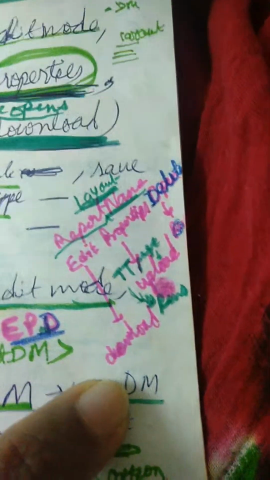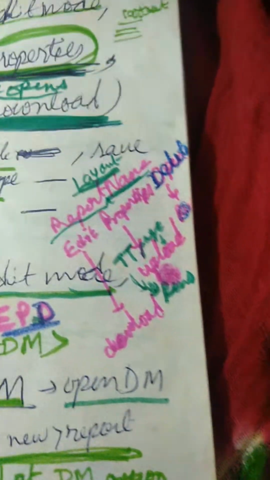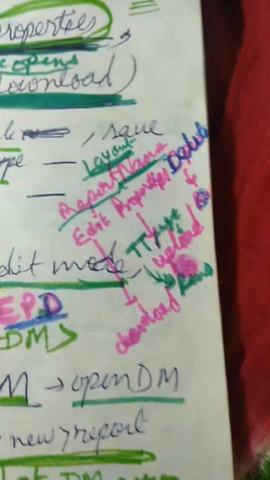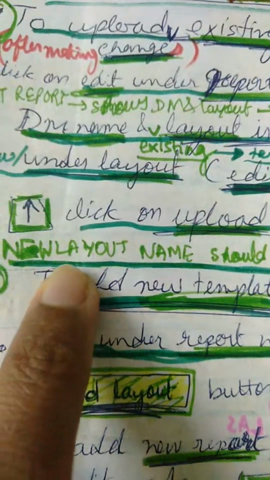Now how to download the report? I can use this edit, download the report, make all the changes, whatever the tags are or whatever I want to change. After that, I have to save it with a new name. The file name should be different from the previous one. Here the new layout name should be different.